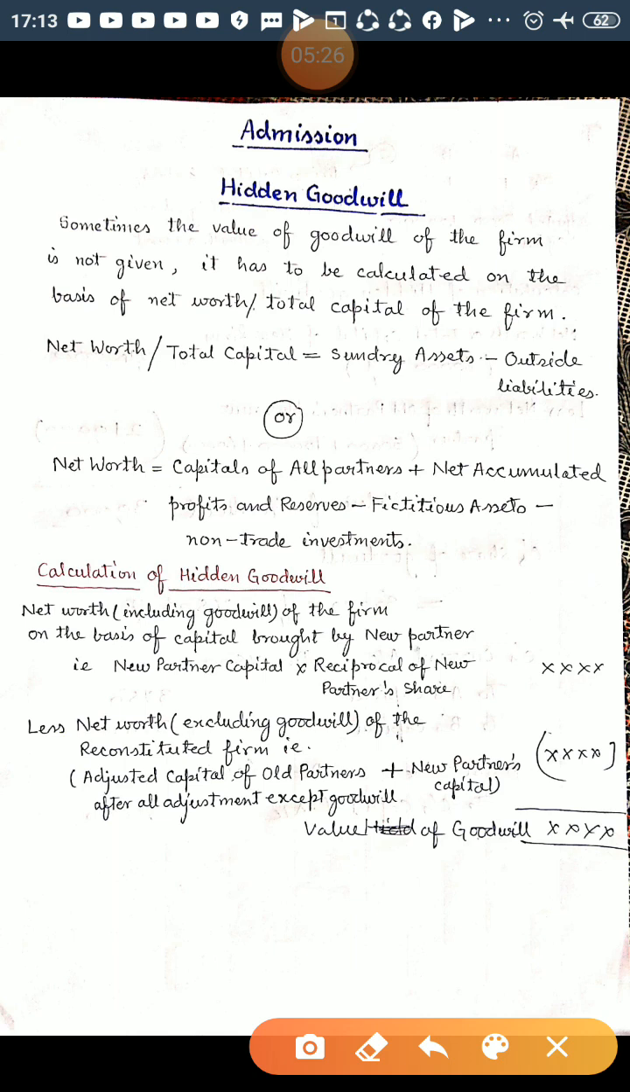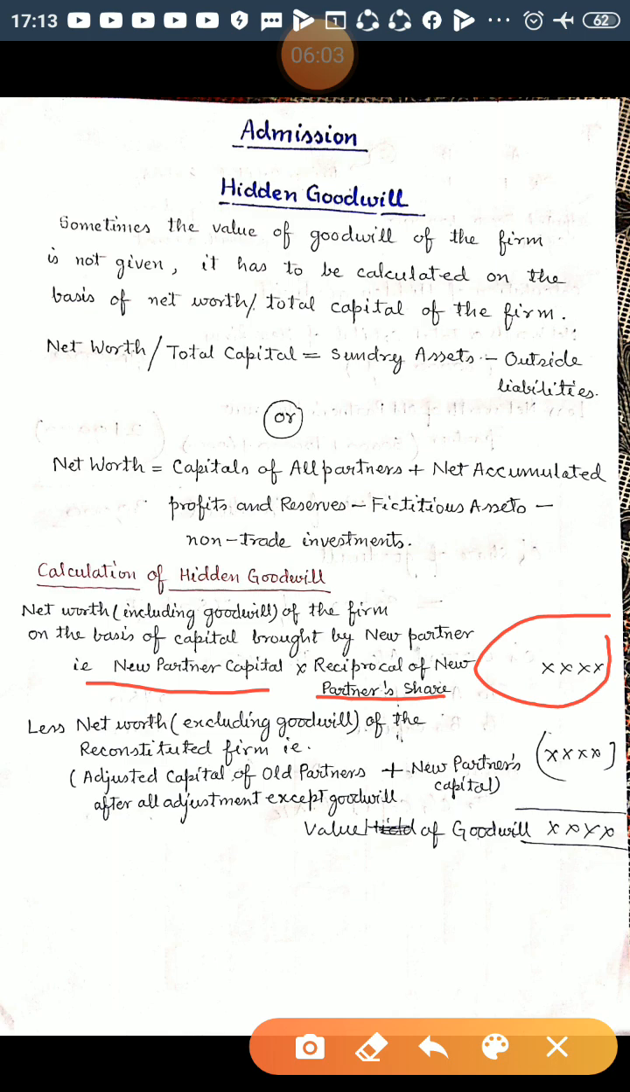So first of all, the first step is to calculate the net worth including goodwill of the firm on the basis of capital brought by the new partner, that is, the new partner's capital account multiplied by the reciprocal of his share, or you simply divide the new partner's capital account by his share of profit. So ultimately you can say the reciprocal of the new partner's share. So you will get this amount. This is the total capital of the new firm on the basis of the new partner's capital.